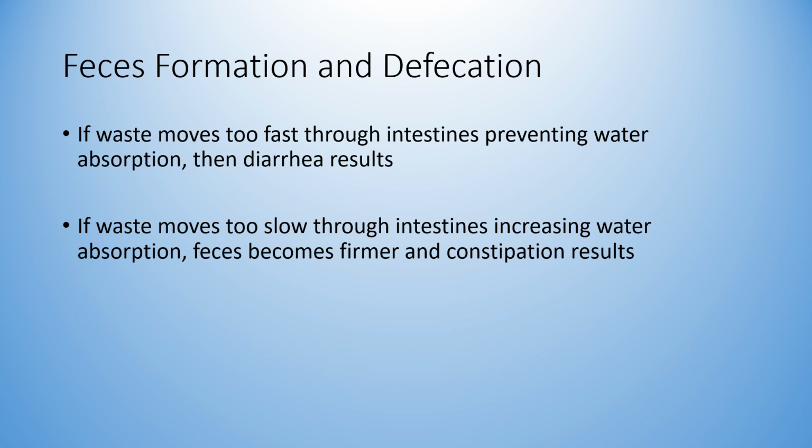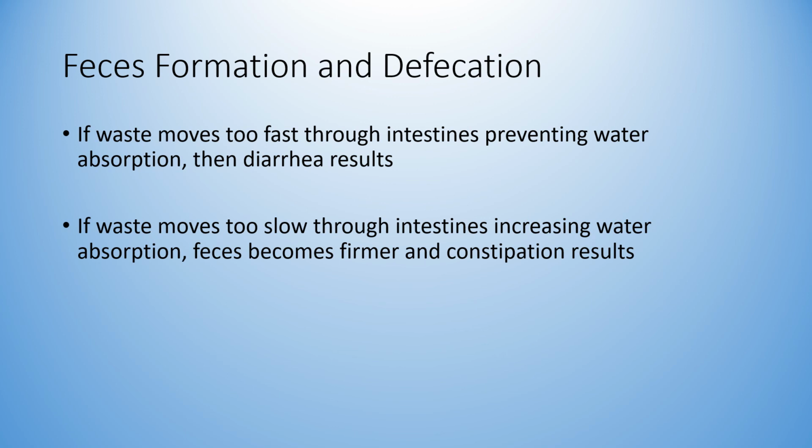Feces formation and defecation. This is now the final undigested material from whatever it was that you ate. Like we've mentioned before, it's controlled very much like the control of the chyme from the stomach to the small intestines. If the waste is moving too fast through the large intestines where you are not able to absorb the water, then you're going to result with having diarrhea.